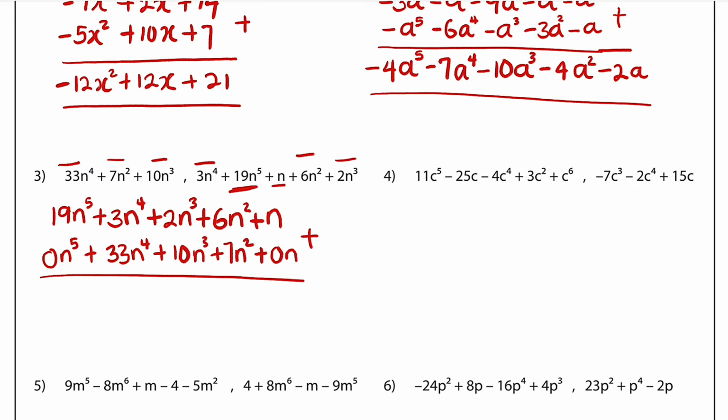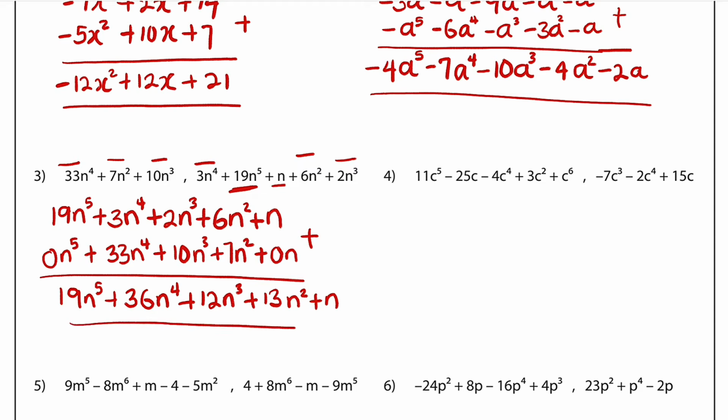So let's add from the left hand side to the right hand side. We have 19 plus 0 is still 19n to the power of 5. Then plus 3 plus 33 is 36n to the power of 4. 2 and 10 is 12n to the power of 3. 6 and 7 is 13n to the power of 2. 1 and 0 is 1, so we have n. And this is said to be the solution to this problem.